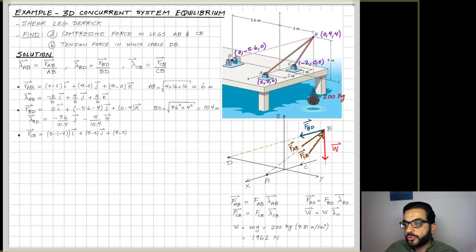RCB, doing the same process, getting the length, which you'll find that because it's kind of symmetrical here, the system is symmetrical around the YZ plane. So AB will have the same length as CB, so 6 meters. But the unit vector, you will find it's very similar to AB. So the unit vector of CB is similar to AB, except that the direction in the I direction, the sign for it is flipped.